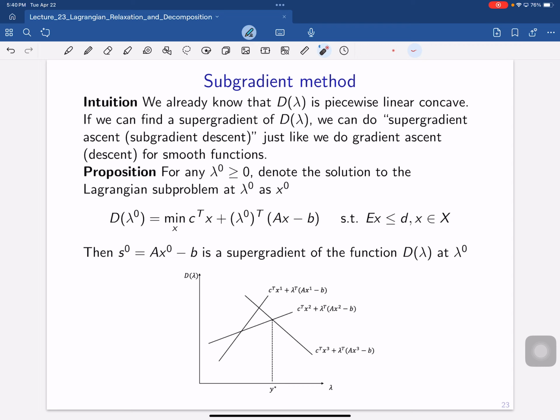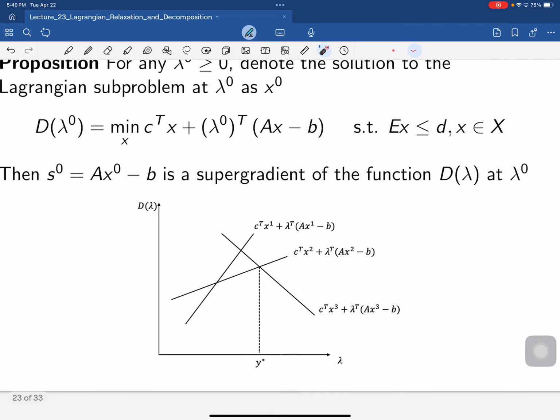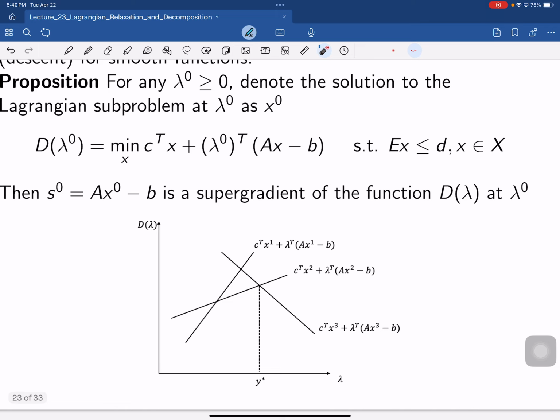Now here's the proposition: a supergradient at a given point lambda 0 is nothing but ax0 minus b, where x naught is the optimal solution of the Lagrangian subproblem. Okay, so this might sound a little bit confusing. Here, let's think about this problem in a more geometric way.